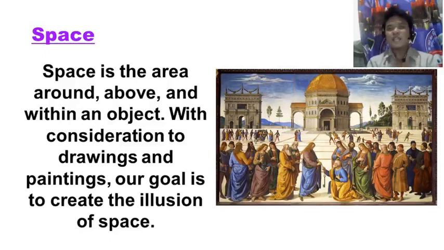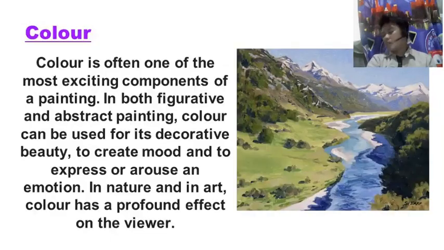Okay, which means it creates an illusion of space that the people in front are actually distant from the buildings that are at the back portion of them. Okay, together with the sizes of the people that are behind them, they are smaller, which means they are also further away from them. That is space. Okay, so color is often one of the most exciting.